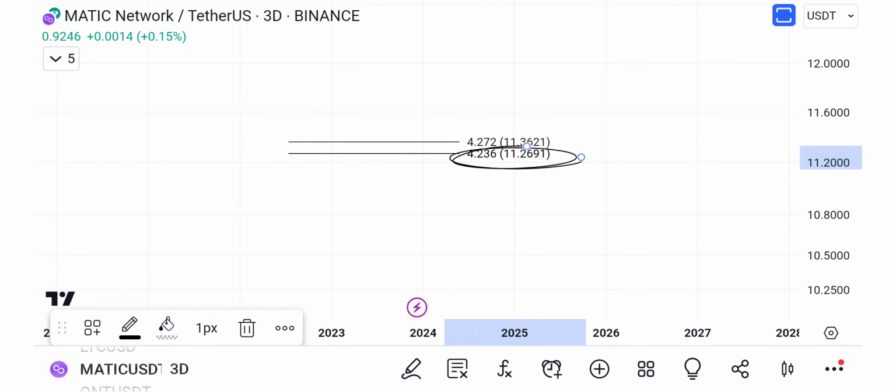And that's what Bitcoin did. That's what Ethereum did. That's what the stock market did. If those can do that, and they're big market caps, surely Matic can as well.